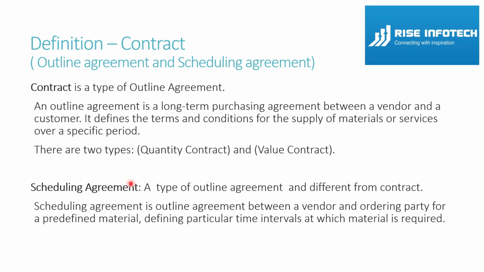In outline agreements, we also have something called a scheduling agreement. It's a type of outline agreement, but different from a contract, because with a contract we process purchase orders, whereas with a scheduling agreement we do not process any purchase order. It's an outline agreement between a vendor and the ordering party with a predefined material, defining particular time intervals at which the material is required. So when we specify the date when it is required, that means we don't need to create any purchase orders for a scheduling agreement.